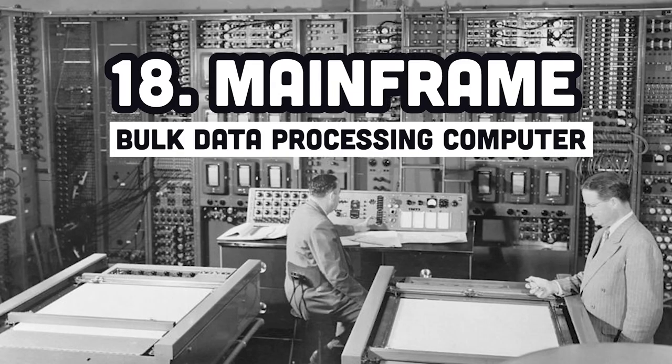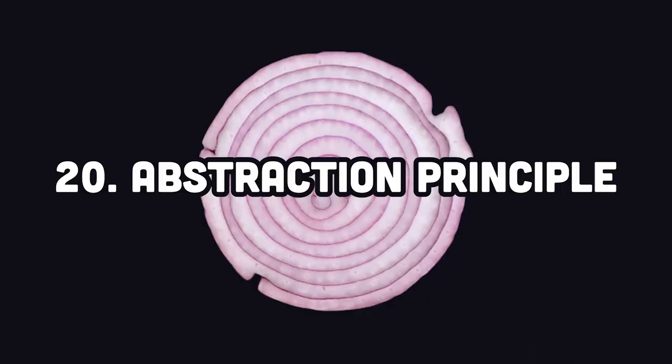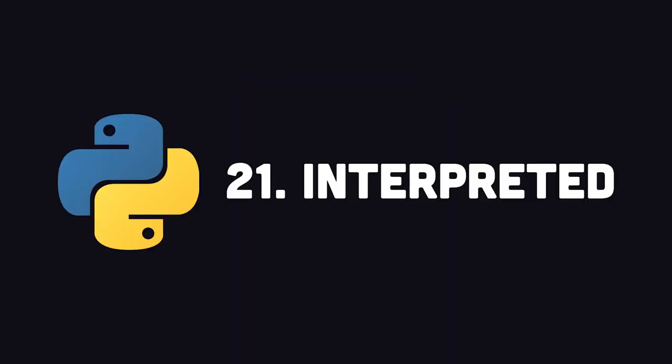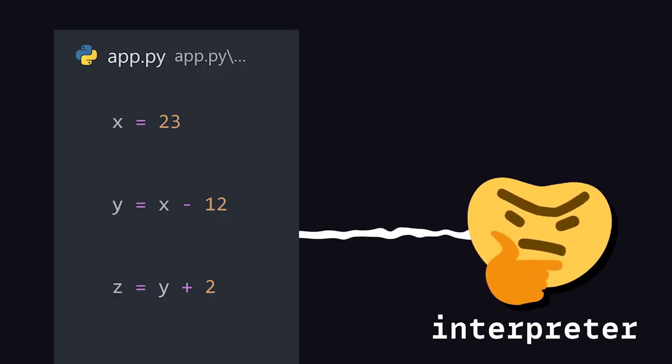Now that you have access to the mainframe, it's time to pick a programming language, which is a tool that uses the abstraction principle to make computers practical to work with for humans by simplifying different systems layer by layer. Some languages like Python are interpreted. That means there's a program called an interpreter that will execute each line of code one by one. Other languages like C++ are compiled.